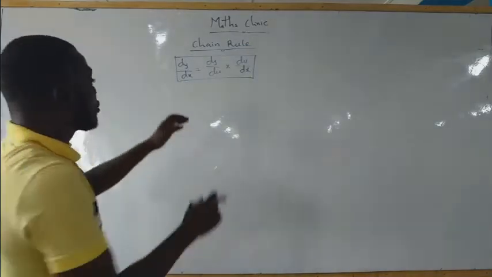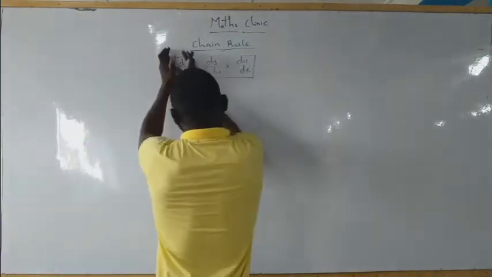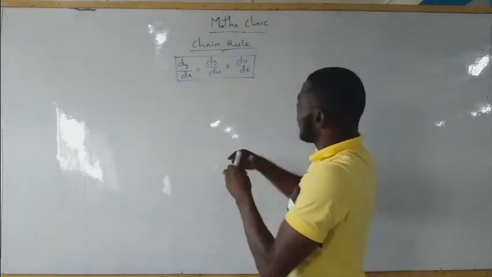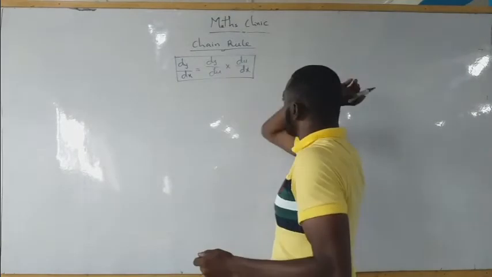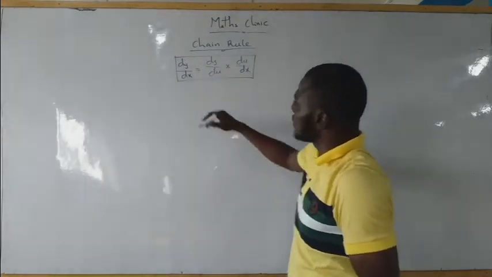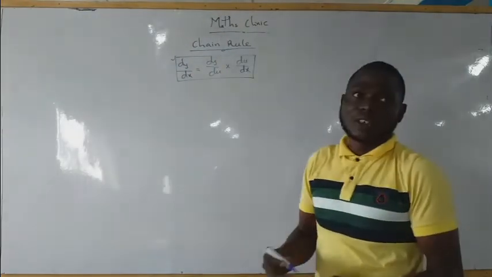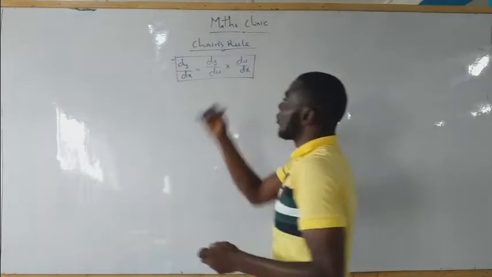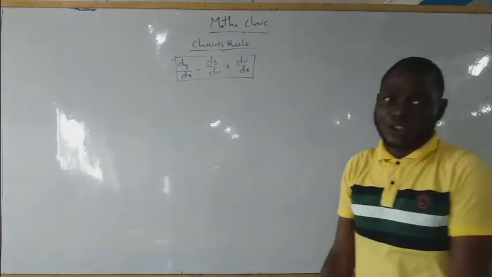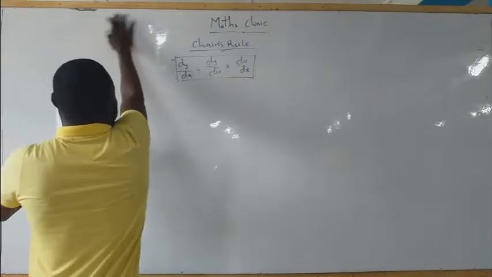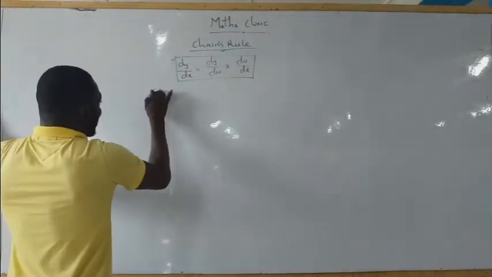Such that what we have at this side is equal to what we have at this side, because this and this will cancel, leaving dy over dx, which also equals this. So this is what we call chain rule, or function of function. Are we together? So we're going to be looking at chain rule. Let's go. Example 1.